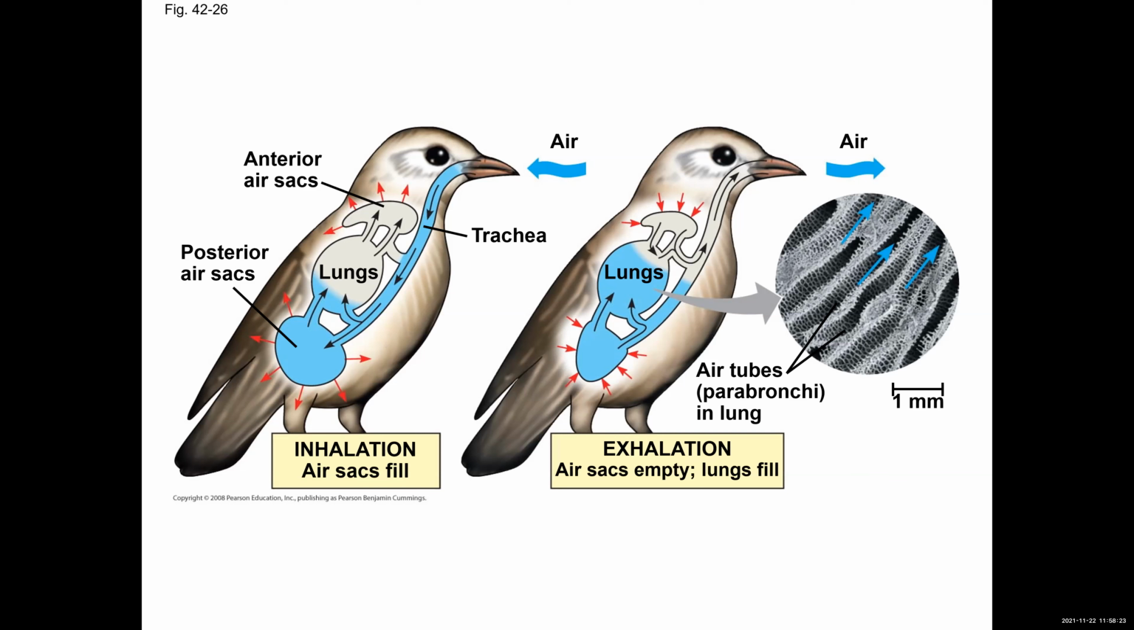That means that they can have an even higher surface area on their respiratory surface that's in their lungs. And because their air is flowing one direction through the lung, they can set up their capillaries so that they have counter current flow of the air and of the blood in the capillaries so that they can maximize the transfer of oxygen from the air into the circulatory system.